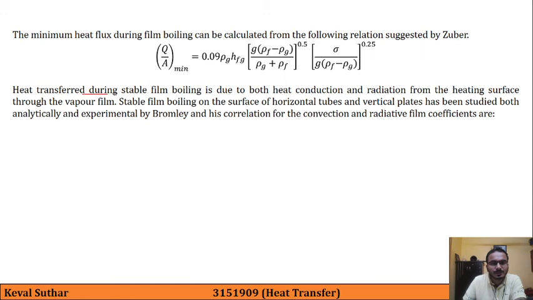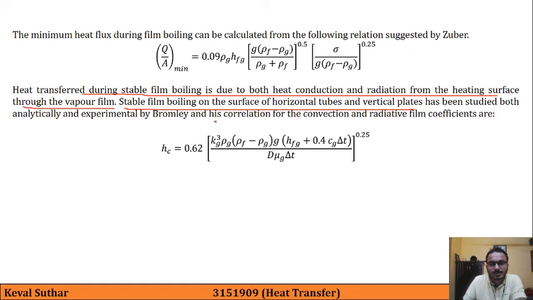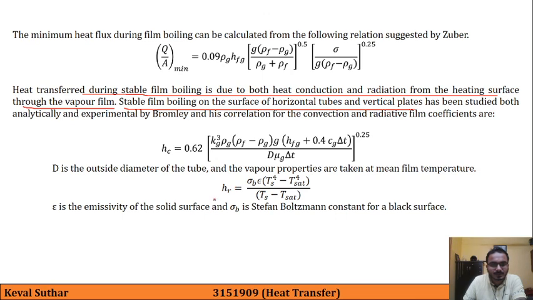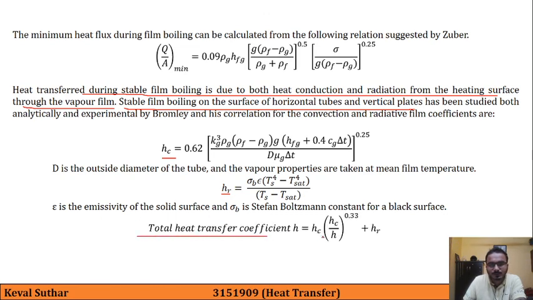Heat transfer during stable film boiling is due to both conduction and radiation from the heating surface through the vapor film, because here radiation also comes into the picture in case of stable film boiling. So for horizontal and vertical tubes, the following relations are used. h_c is the heat transfer coefficient for conduction in film boiling, and h_r is for radiation. The total heat transfer coefficient is a combination of the conduction coefficient and the radiation coefficient.